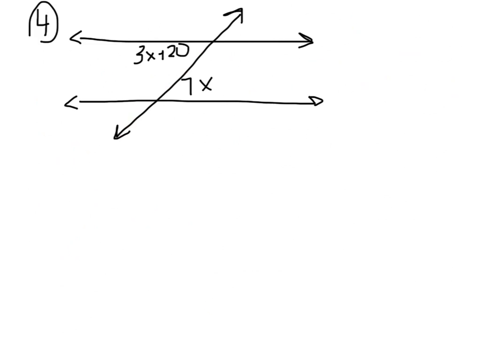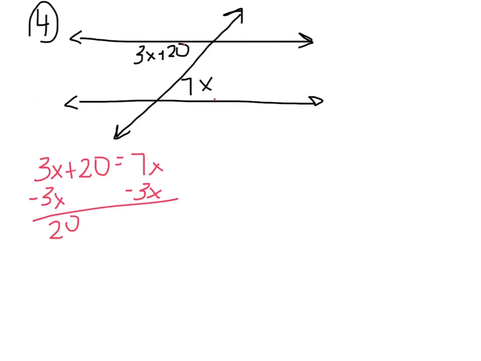All right, now we are looking at alternate interior angles. So these should also be equal, so we can set them equal to each other. 3x plus 20 equals 7x. So minus 3x from each side. 20 equals 5x. Divide each side by 5. X equals 4. So now let's plug it back in.